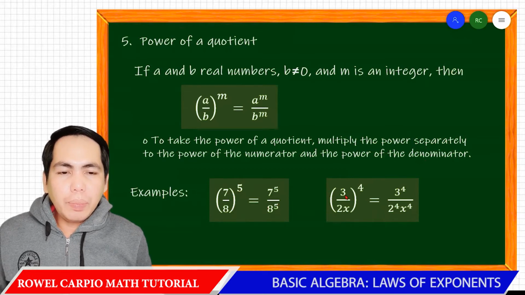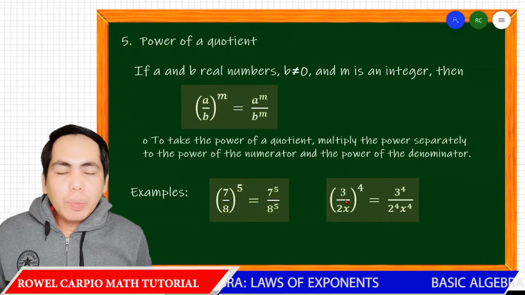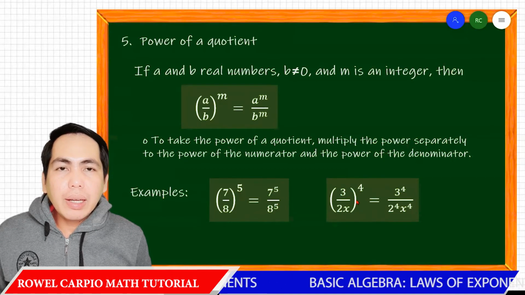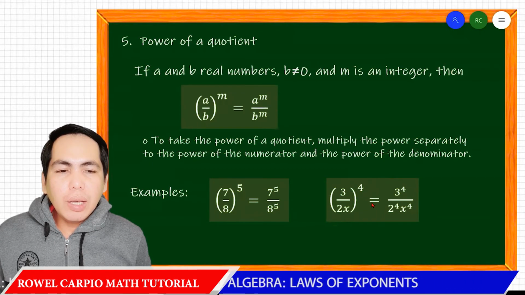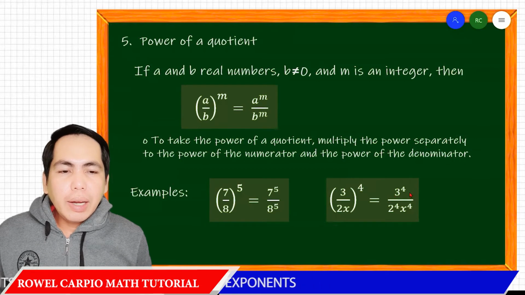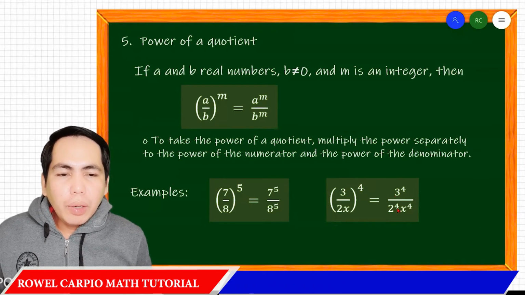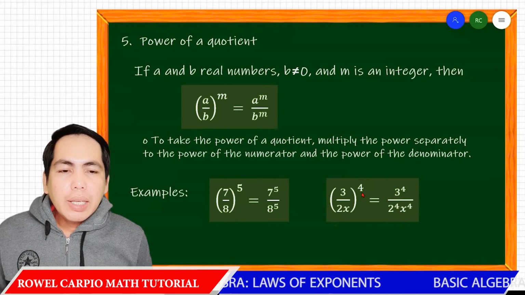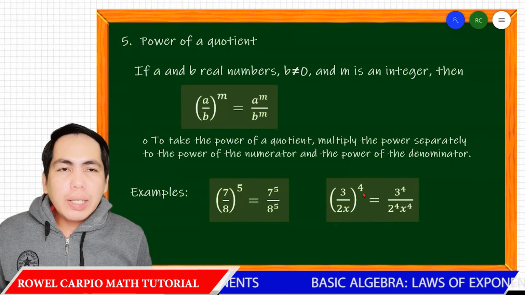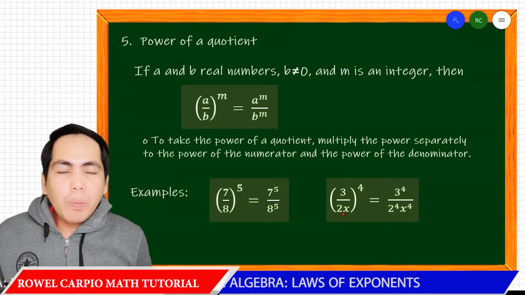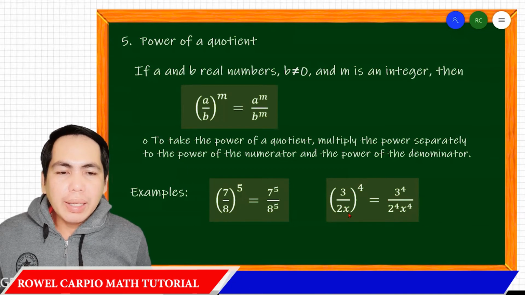Example number 2. The quantity of 3 over 2x raised to the power of 4 is equal to 3 raised to the power of 4 over 2 raised to the power of 4 and x raised to the power of 4. Since 4 is distributed to each component of the denominator, which are 2 and x.